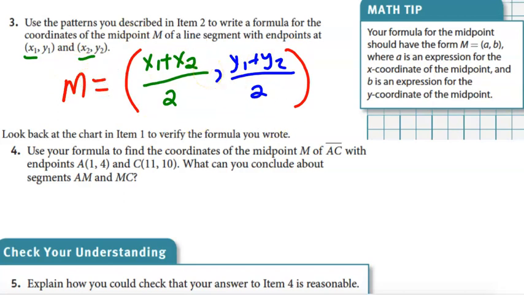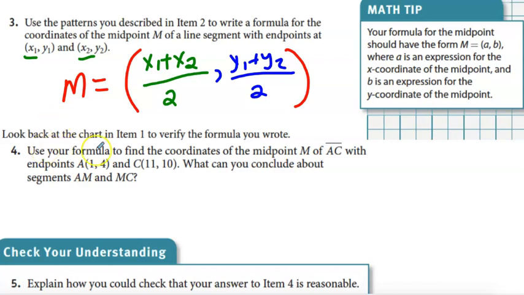So we just used inductive reasoning and found the midpoint formula. So again, you're going to add your x coordinates, divide them by 2. Add your y coordinates, divide them by 2. Our answer will be in a point, so I put parentheses with commas. Okay?